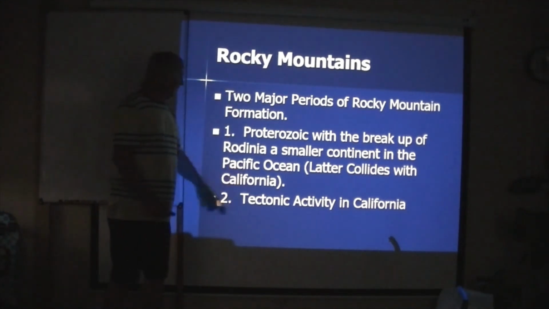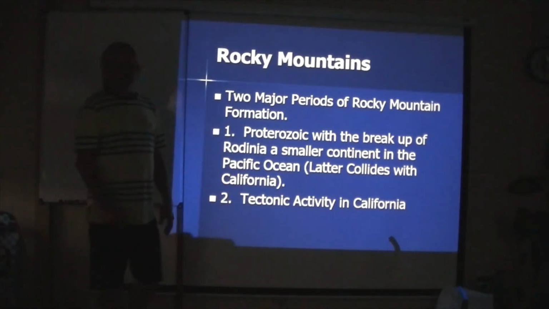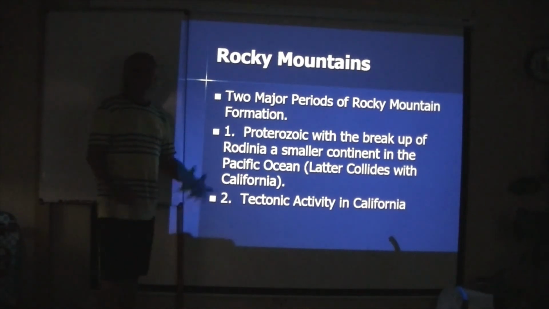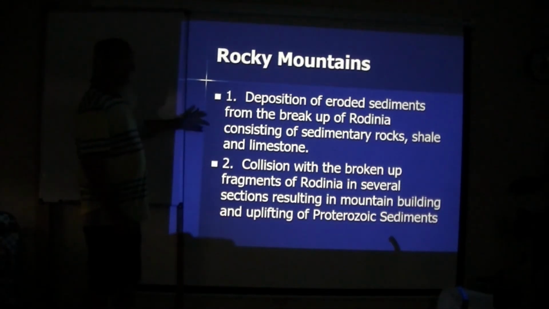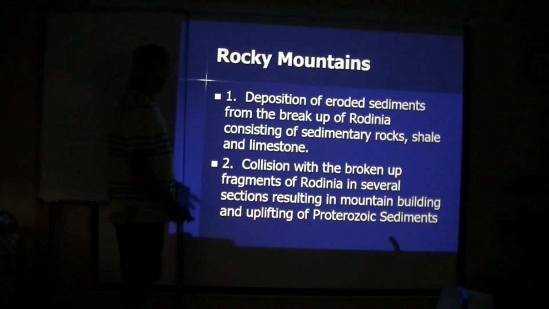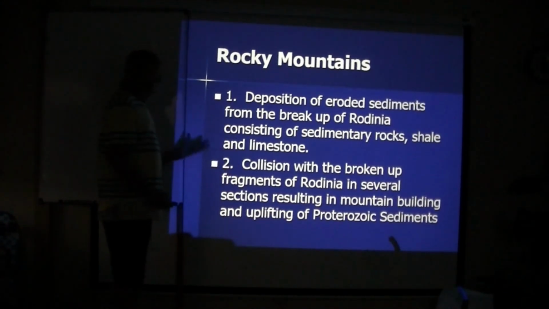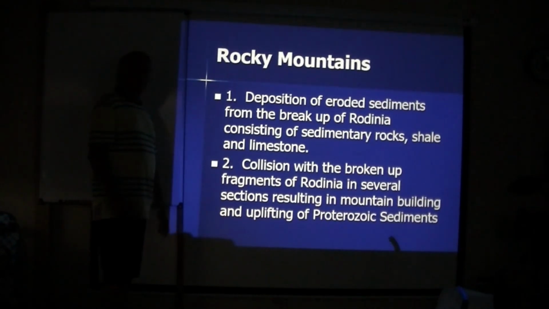And this is later going to collide with California, creating great tectonic activity. This is what's going to uplift the Sierra Nevada Mountains, the San Gabriel Mountains, the San Bernardino Mountains, the Rocky Mountains. So we had deposition of eroded sediments from this breakup of Rhodia, a lot of sedimentary rocks, shells, limestones, and then this continental collision. This basically uplifts these sediments to form the Rocky Mountains of today.